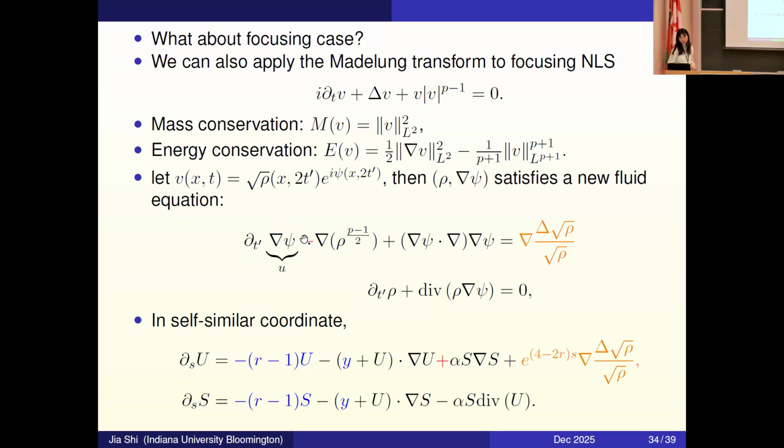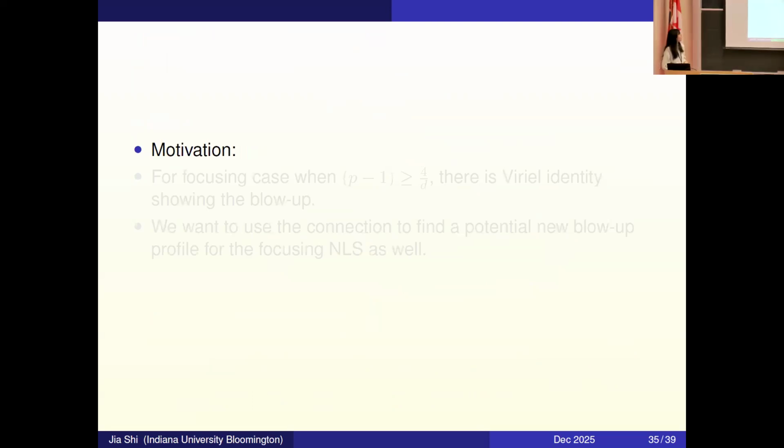And the only difference between the compressible Euler and this new fluid equation is that now you have a negative sign. This we marked in red here. So in the self-similar coordinates, you still have this exponential effect going on, and potentially you want to treat this as a perturbation. So we want to fix r to be greater than 2. So we want to study this case.